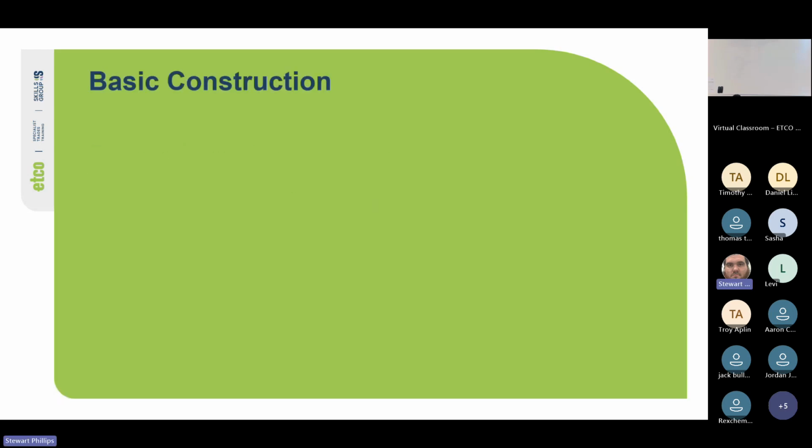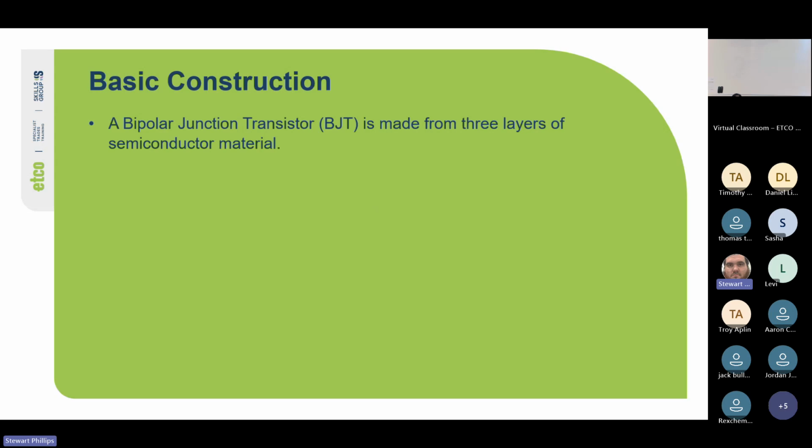A small flow of water or current at the handle controls a much larger flow through the pipe. So the basic construction, a bipolar junction transistor, I'll call it a BJT from now on, is made from 3 layers of semiconductor material. So we have 2 different types. We have an NPN, which is the most common, and a PNP. So that refers to the order of the types of doped semiconductor materials and the way that they're stacked.